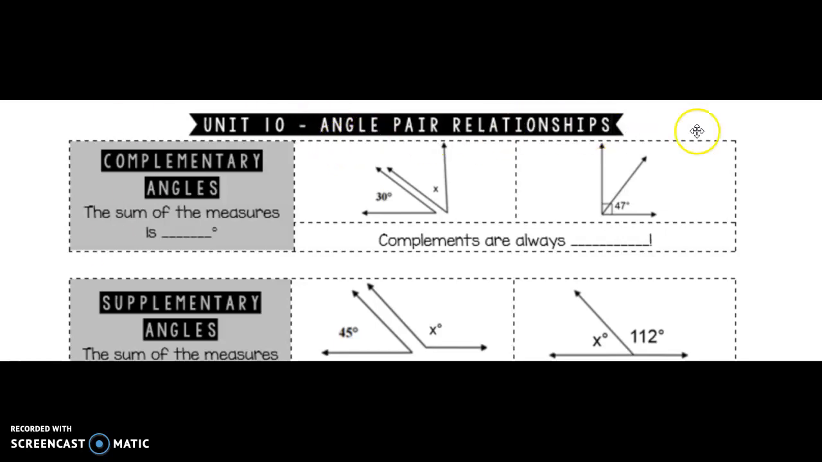Angle pair relationships. Complementary angles: the sum of the measures is 90 degrees. So complements are always right. They always make a right angle, or you can think complement corner. Together they would make a perfect corner. So we have this angle of 30 and this angle of x. 30 plus the angle we don't know together make a right angle, or a 90-degree angle.